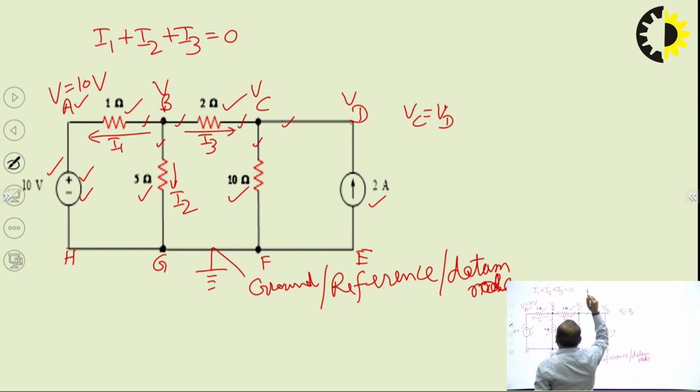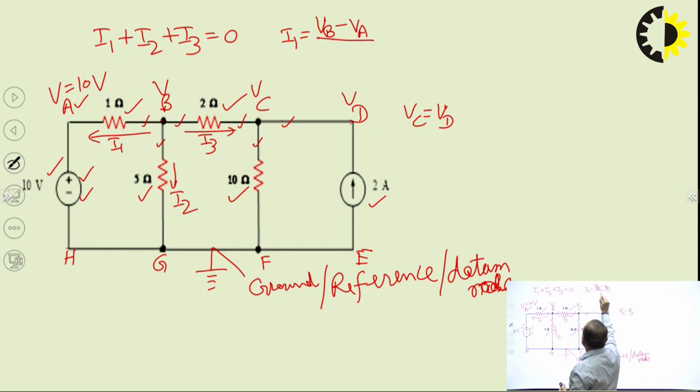Now, what are I1, I2 and I3? That can also be written. We know current is given by voltage upon resistance in any branch. So I1 current, since it is going from B to A, that we have assumed, first we will write the potential of terminal B, then minus the potential of terminal A, divided by the resistance in this branch, 1 ohm, and this can be written as VB minus 10 upon 1.